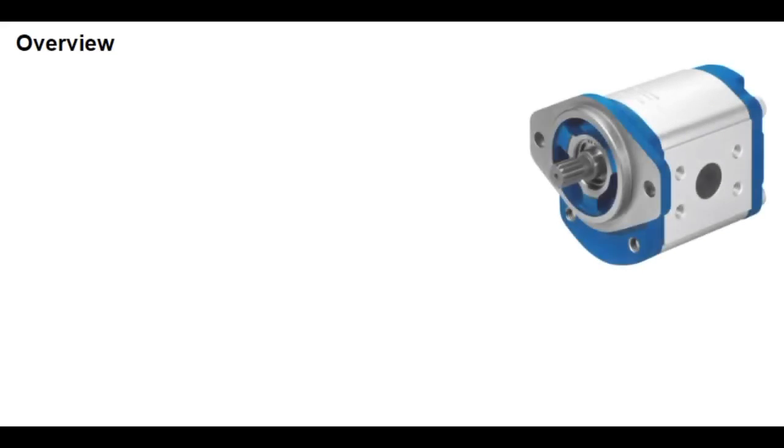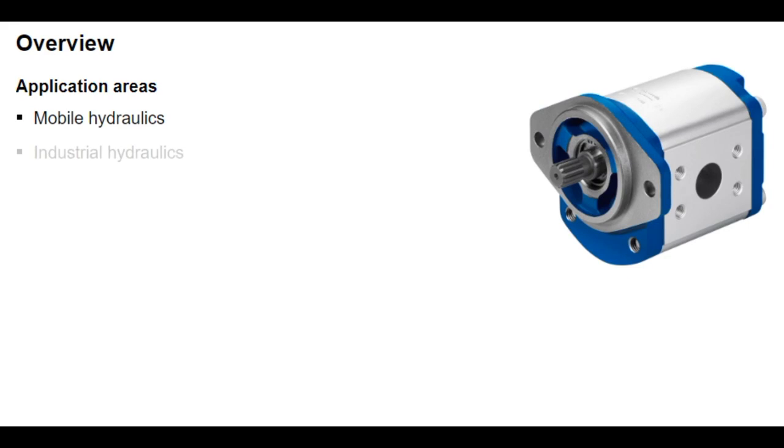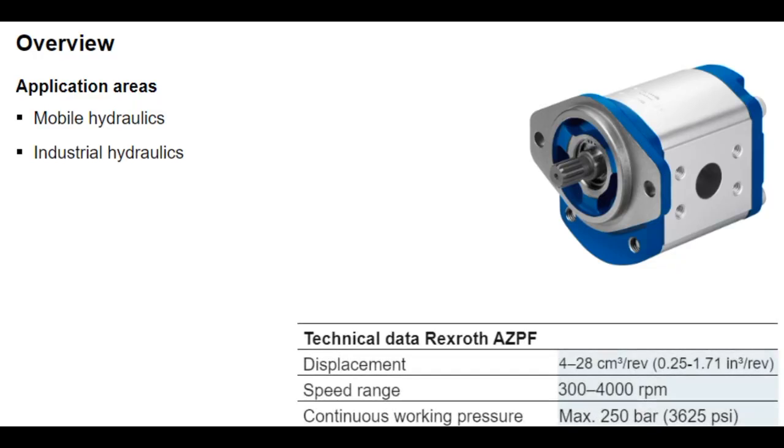A typical representative of fixed pumps is the external gear pump. It is very common primarily in the mobile hydraulics sector and in industrial hydraulics. Apart from special designs, external gear pumps meet the needs of normal hydraulics. A correspondingly large range of specifications is available. The most important parameters for the AZPF pump from the Rexroth range of products are shown here as an example.